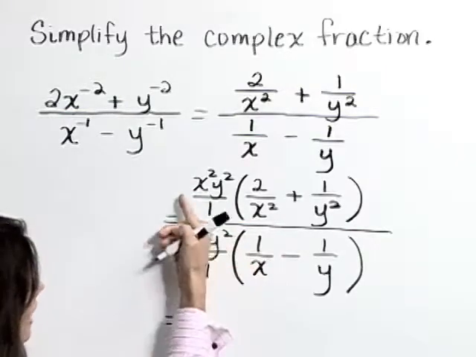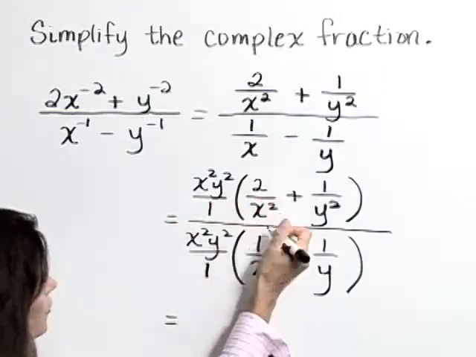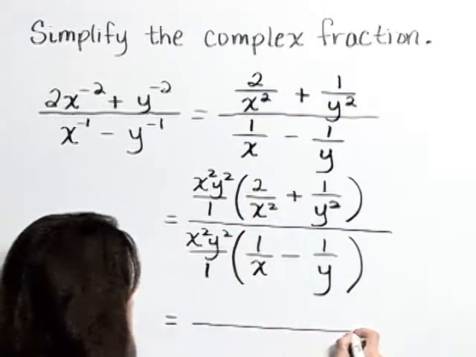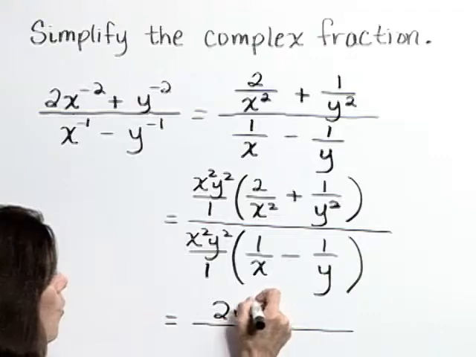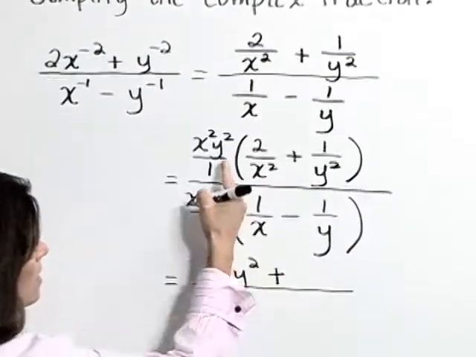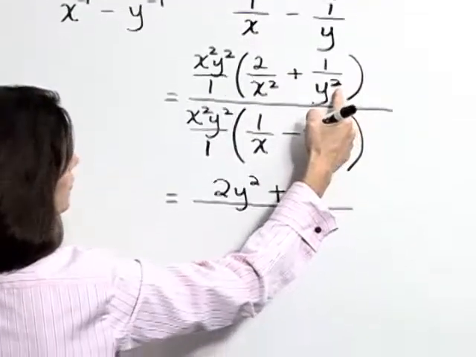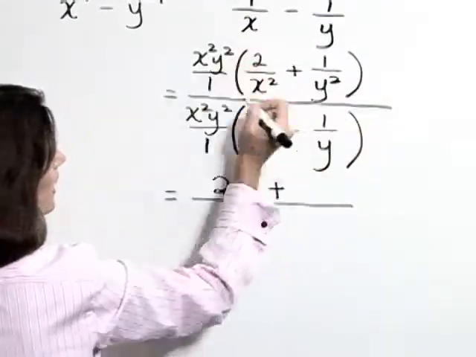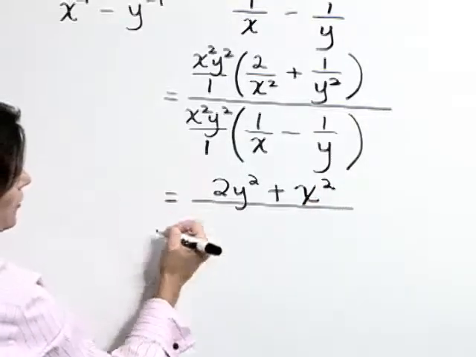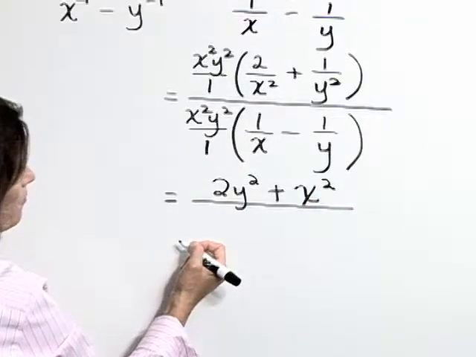In the numerator, x squared, y squared times 2 over x squared. Notice our x squareds are going to cancel, leaving 2y squared. Plus sign in the middle, multiplying times 1 over y squared. The y squareds cancel, leaving x squared.